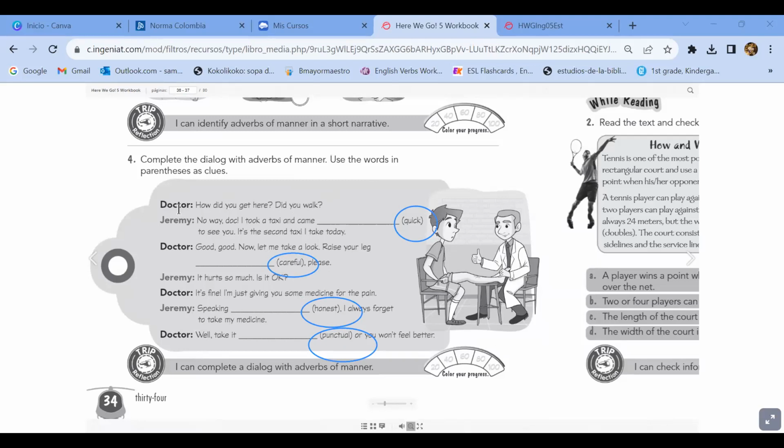Okay, doctor, how did you get there? Did you walk? No way, doc. I took a taxi and came quickly. Why, miss? Because this adjective is quick. I am going to change it into an adverb of manner. I am going to put the letters -ly, quickly. There is no rule, only put -ly, quickly, and continue with the next. Okay, class?